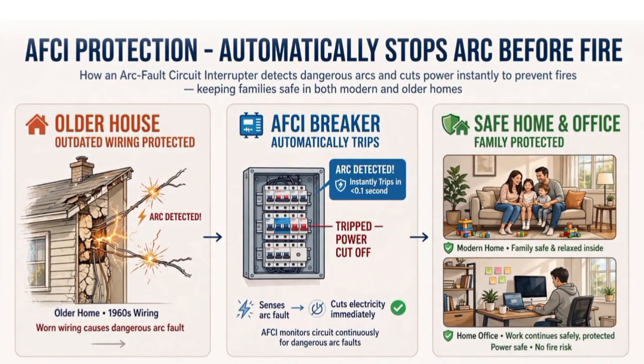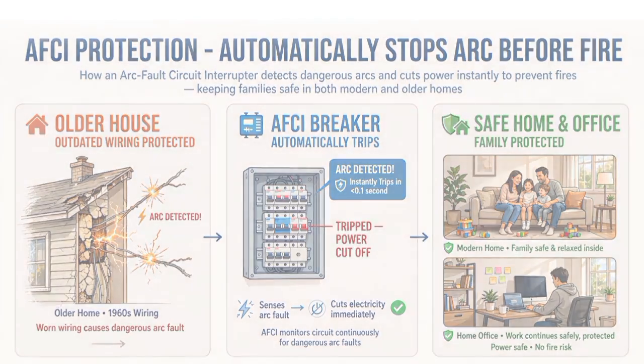Once an arc is detected, the AFCI will automatically turn off the power, stopping the arc before it causes serious problems. Installing AFCIs in homes, offices, and other buildings is a simple but effective way to reduce the risk of electrical fires caused by arcs. They're especially useful in older homes or places with outdated wiring, as they offer an extra layer of protection.